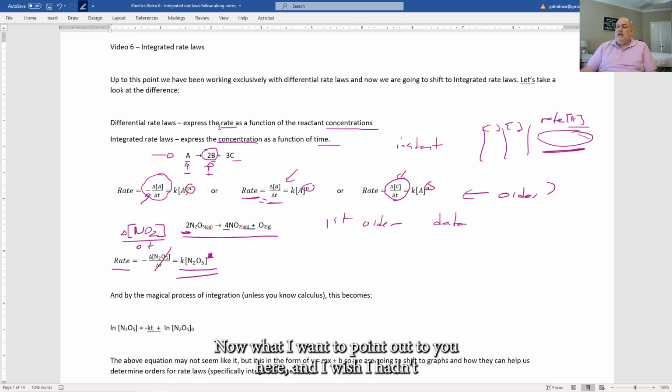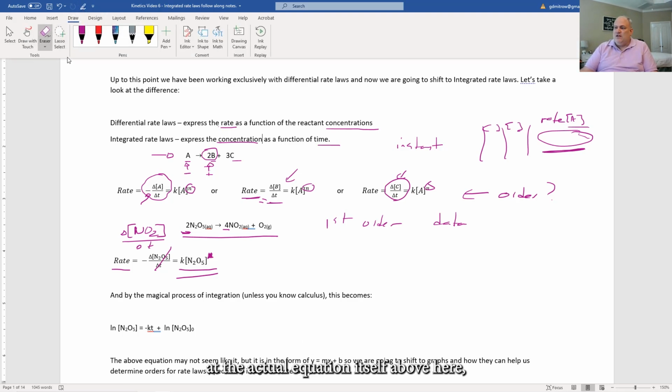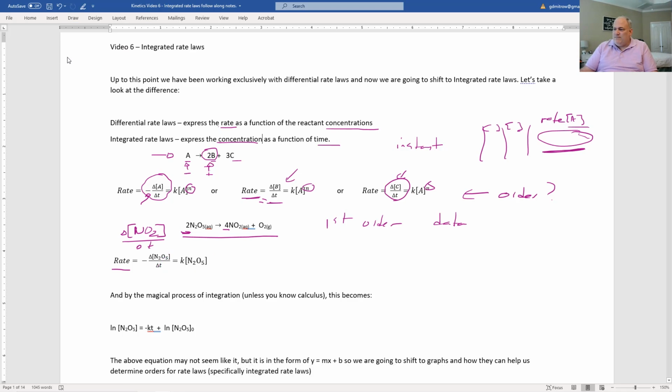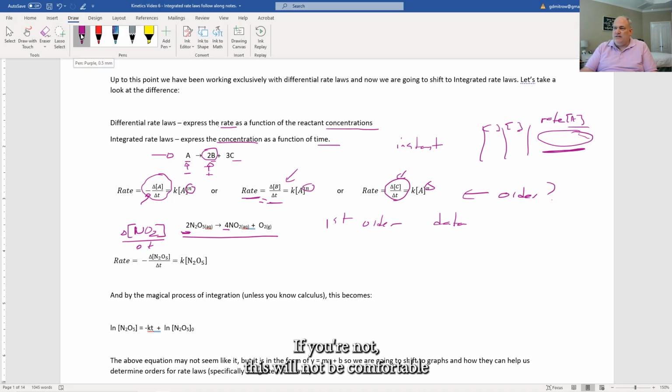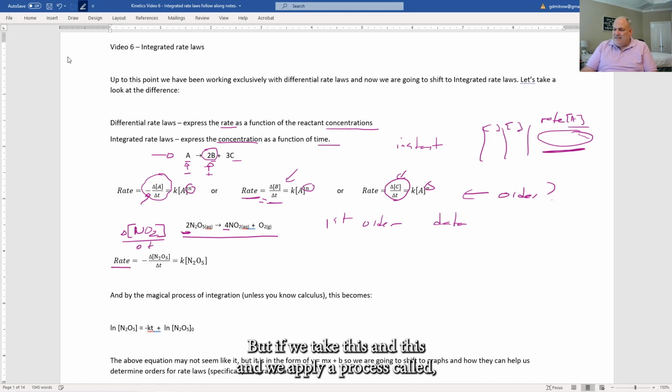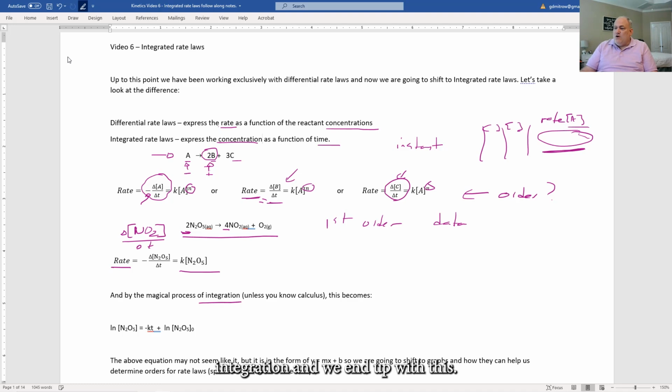Now, what I want to point out to you here, and I wish I hadn't made all these scribbles on this, but if I take a look at the actual equation itself above here, this rate law right here, we can actually integrate it. If you are a calculusy person, you're going to feel really comfortable doing this. If you're not, this will not be comfortable, and we'll have to do some memorization. But if we take this and apply a process called integration, we end up with this.